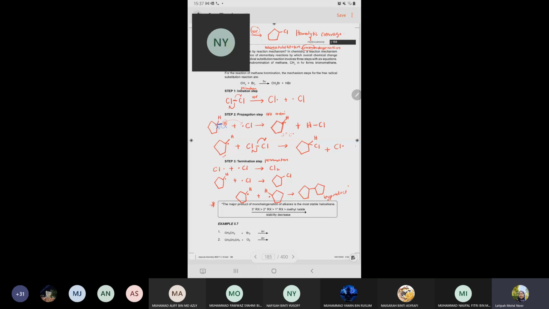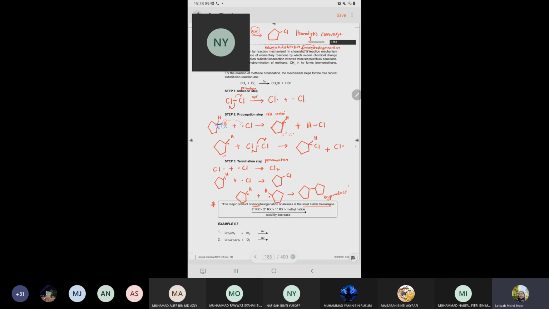Okay, dia ada bagi statement. The major product of monohalogenation, saya dah terangkan tadi, of alkane is the most stable haloalkane. Okay, how to know what is the most stable haloalkane? The tertiary haloalkane is the most stable, compared to secondary haloalkane, compared to primary haloalkane, compared to methyl halide. Okay, so stability will decrease when we go from left to right. So remember this. Tertiary more stable than secondary, more stable than primary.